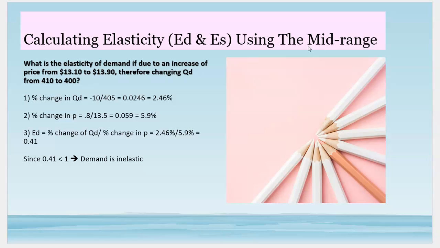It means we find the halfway point between the initial and the final price. Same thing with the quantity demanded, and use that instead. Let me show you why we do that, but let me just give you an example. What is the elasticity of demand if, due to an increase in price from $13.10 to $13.90, quantity demanded drops from 410 units to 400?